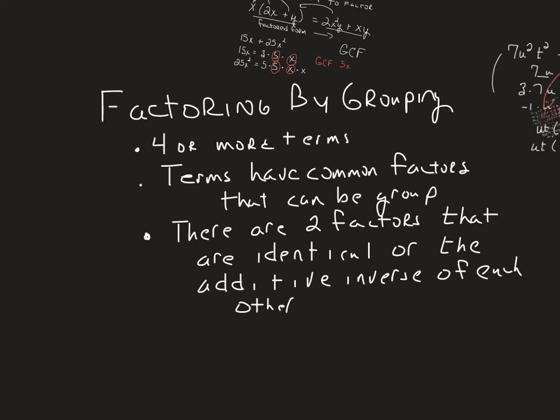Okay, so these are the requirements to do factoring by grouping. 4 or more terms. The terms have common factors that can be grouped. There are 2 factors that are identical or the additive inverse of each other. So we're going to look at some problems that we can do factoring by grouping.